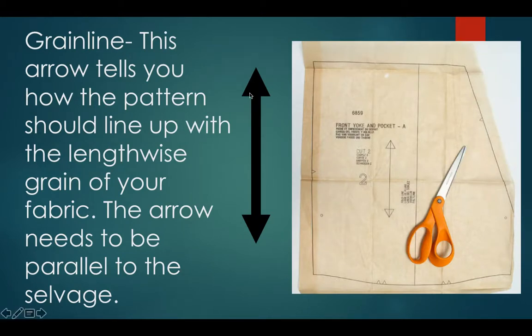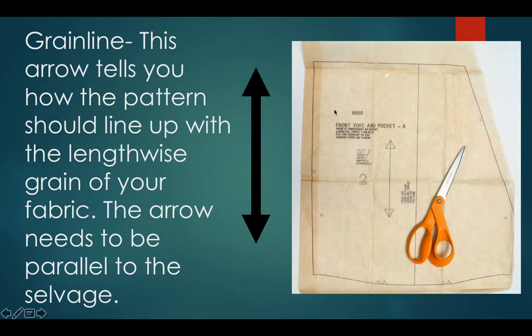This one, the straight, usually double-edged arrow, sometimes only has one arrow, right here, is called the grain line. That is its name. This arrow tells you that this pattern piece should line up with the lengthwise grain of your fabric. To tell, we know our selvage is parallel to the lengthwise grain. We want this arrow to be parallel to the selvage so that it is going directly with the lengthwise grain of the fabric.